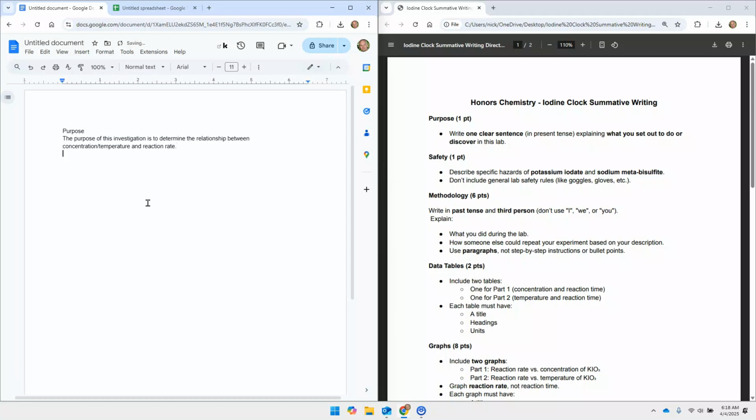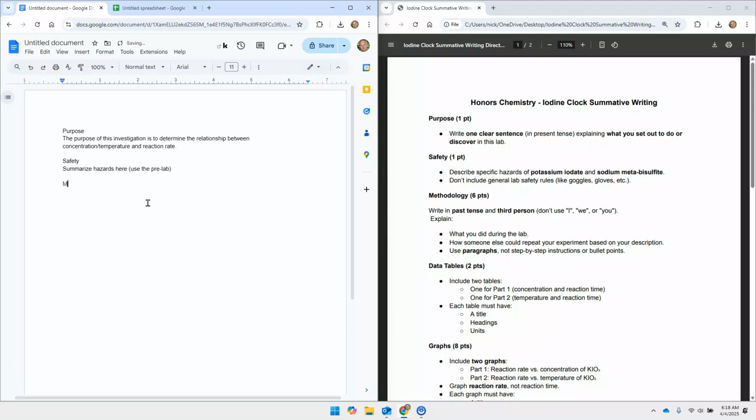Done. All right, the next section is going to be safety. If you completed the pre-lab, you should be able to take your summaries for the hazards of potassium iodate and sodium metabisulfite and work those into a paragraph. You don't want to include general safety rules like wearing gloves, goggles, etc., but just summarize the hazards here. So use the pre-lab. It should be written in paragraph form, not in bullet points.